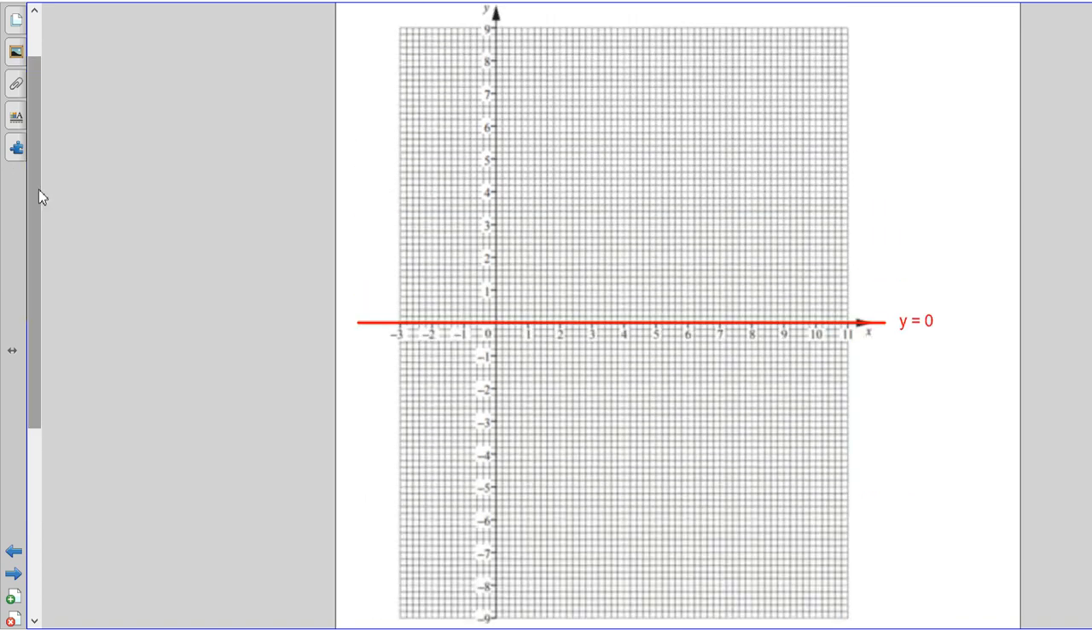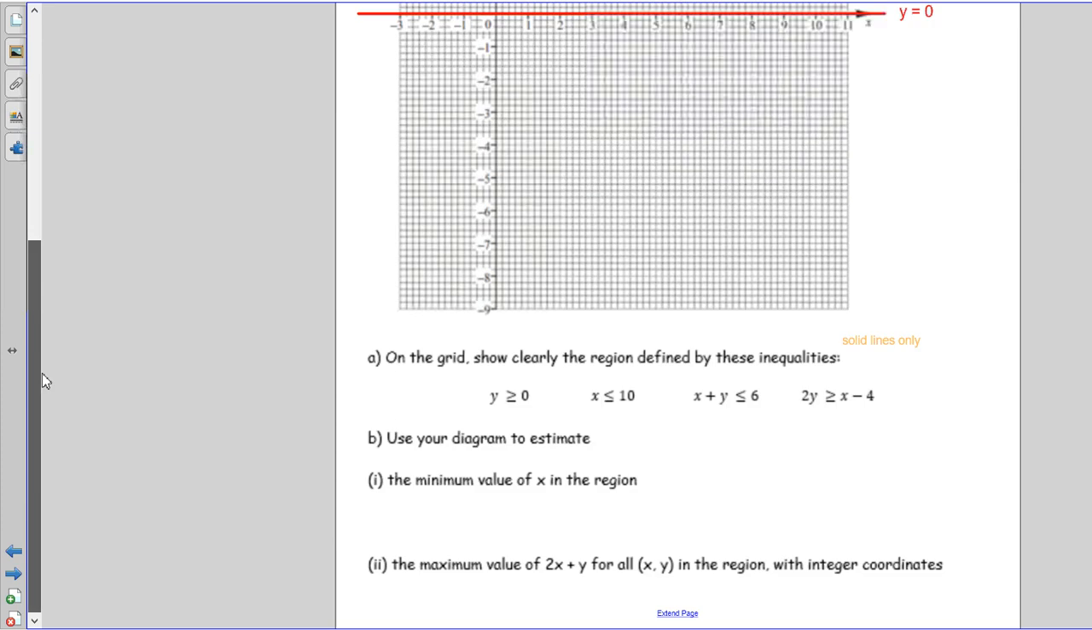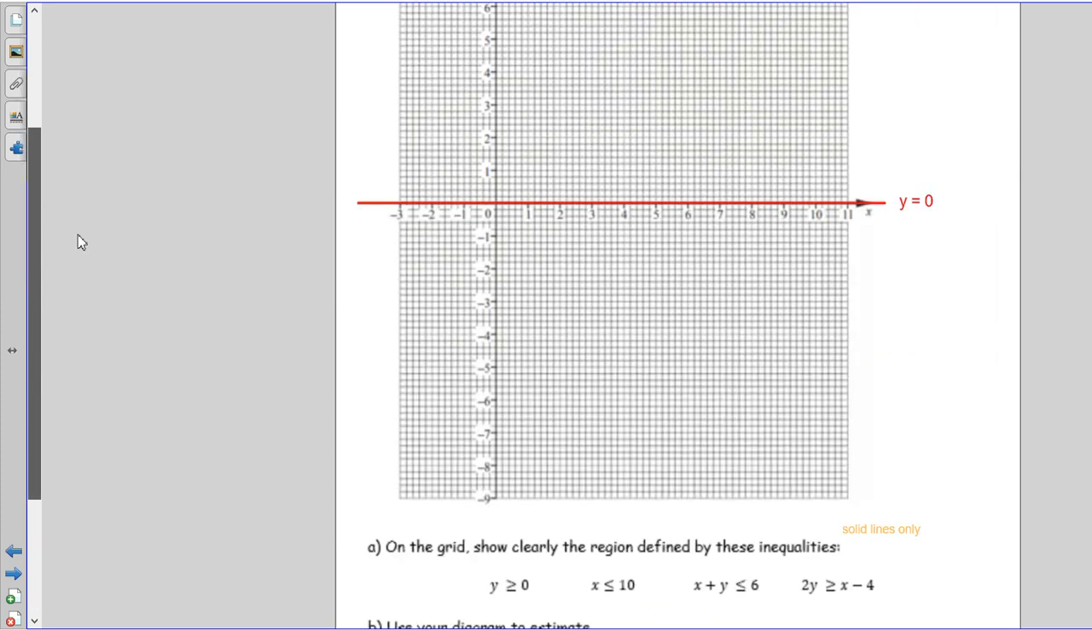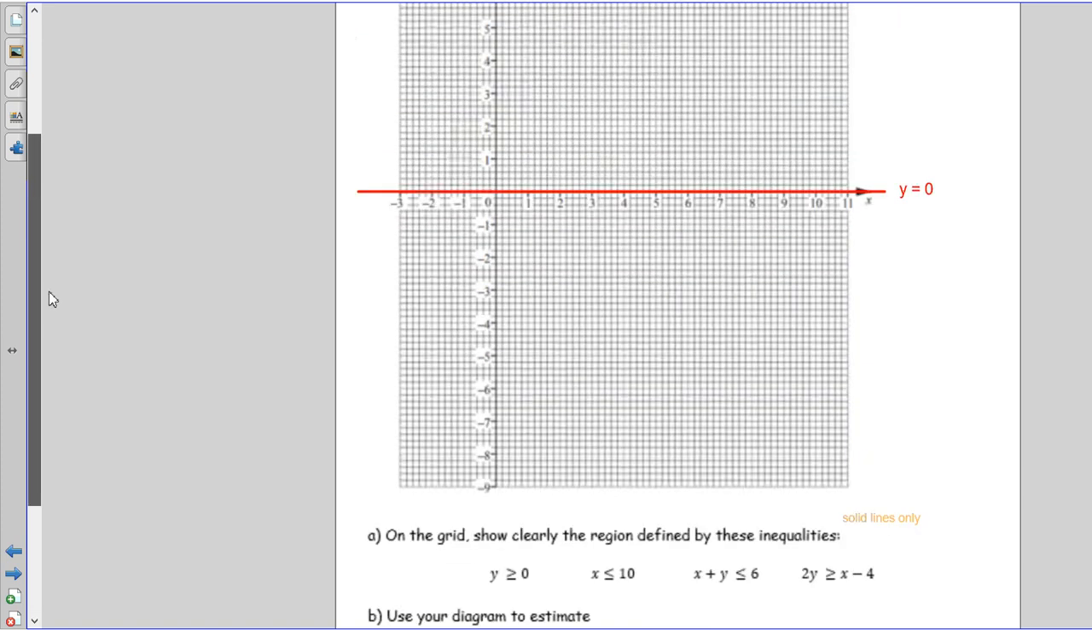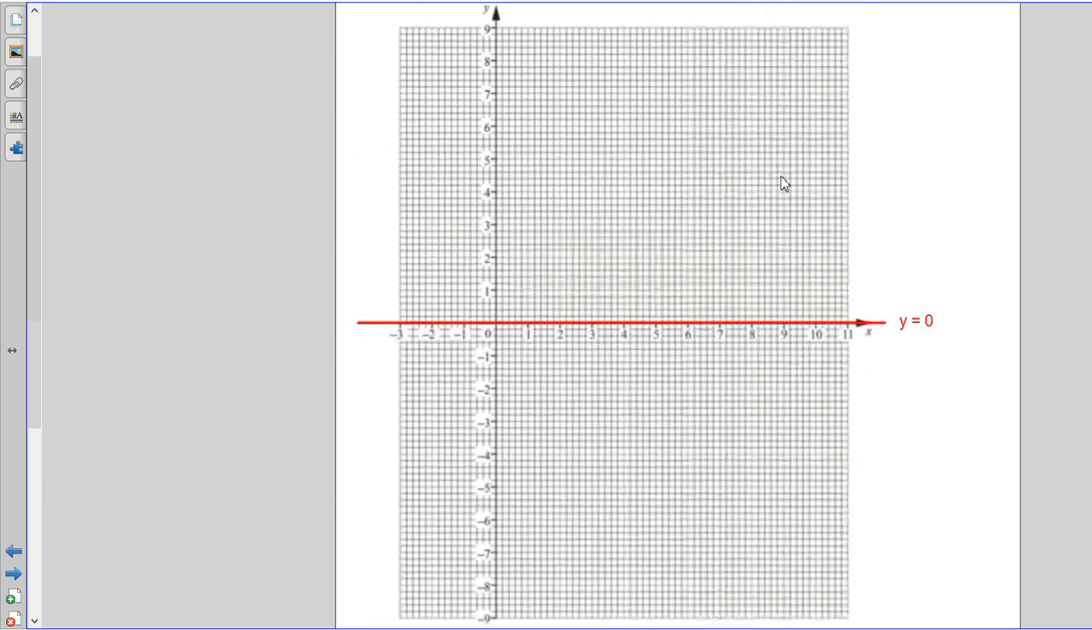Next one we need to do is x is less than or equal to 10. Again, if you wanted to, you could lightly shade that, just as a way of keeping track of which region should be shaded. But as you can see on the computer smartboard, I don't have a nice pencil to shade with, so that's why I'm not doing it, or else it looks yucky.